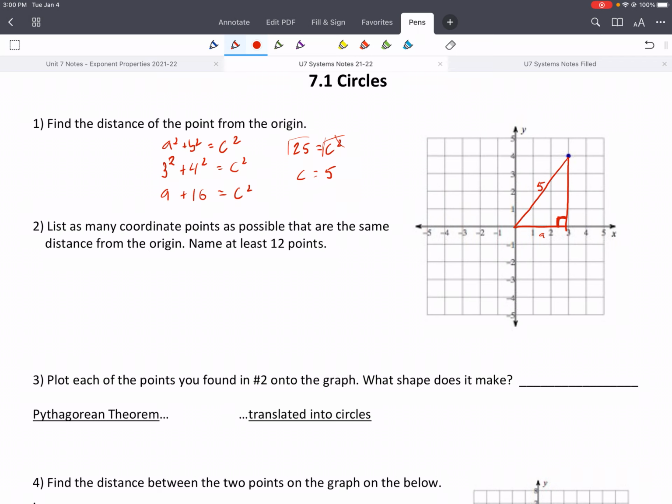All right? So for number 2, we want to list all the coordinate points possible that give you the same distance from the origin, meaning that the c would be 5. So how many different ways can we come up with that? And it says name at least 12. So there's 12 nice points that you could use.